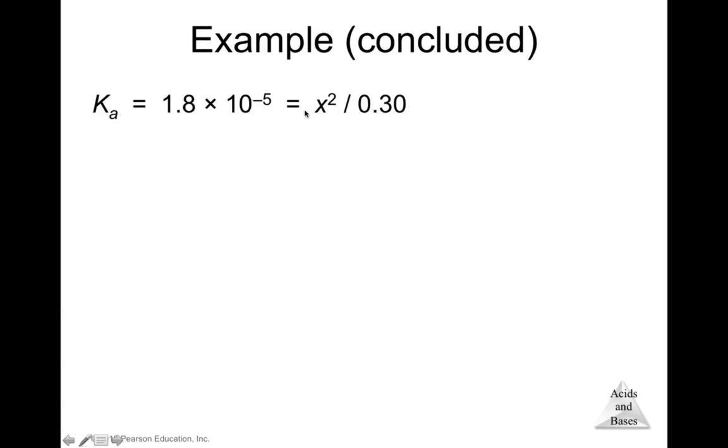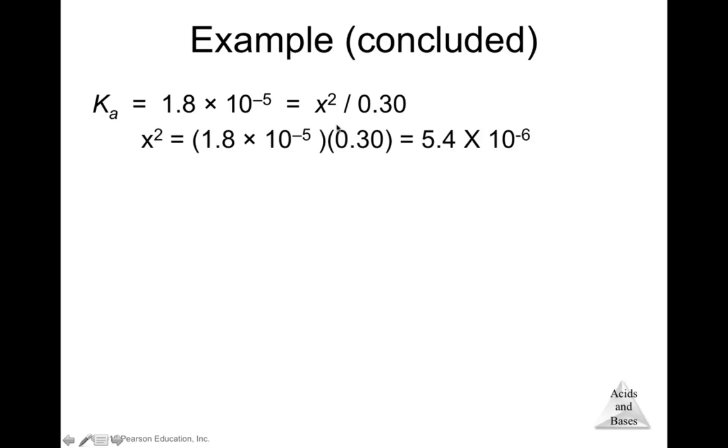So let's now rearrange this equation. Let's move this 0.3 by multiplying both sides. So we're going to have x squared is equal to 1.8 times 10 to the minus 5 times 0.3. Okay, this is multiplication, and it's going to be 5.4 times 10 to the minus 6. This is the value of x squared. So now we can apply the square root on both sides, so we're going to have the value of x. x is going to be 2.3 times 10 to the minus 3.